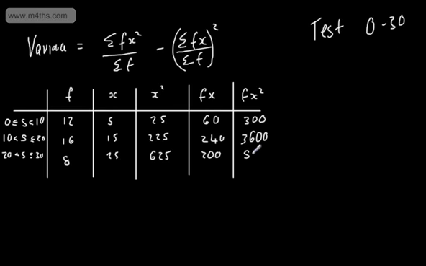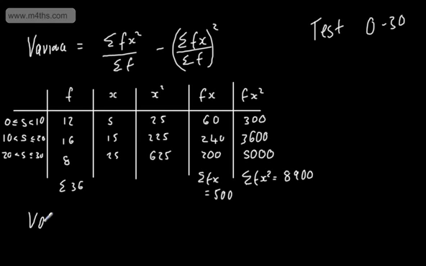Okay, so let's look now at the sum of each of these. The sum of fx squared is going to be these added up, which gives me 8,900. If we look now at the sum of fx, that works out quite nice, that's going to be 500. If we now consider the sum of f, what do we end up with? 36. Okay, so let's go ahead and do this.